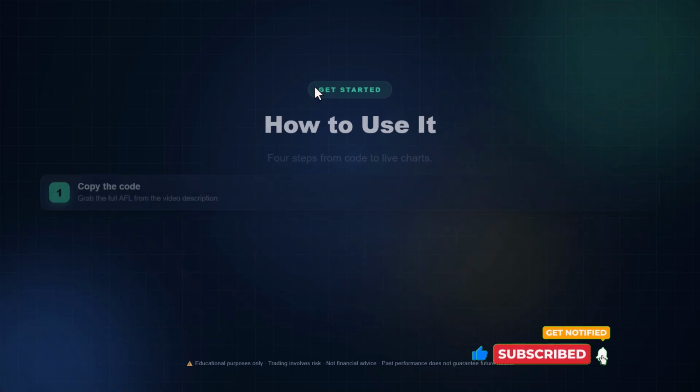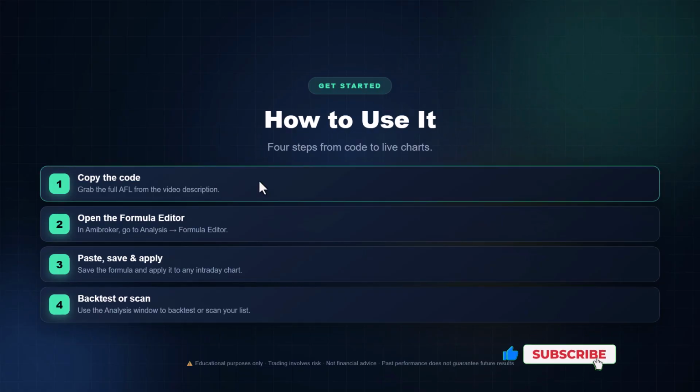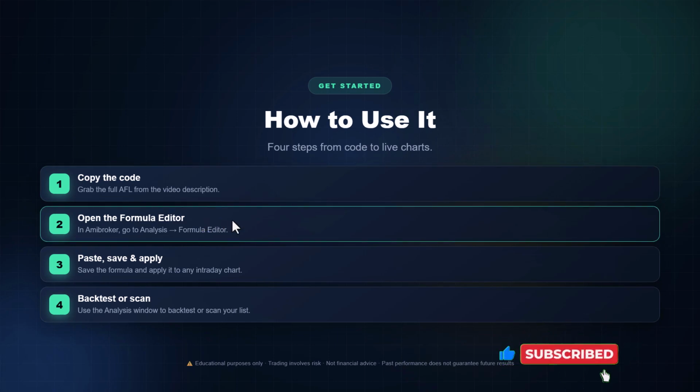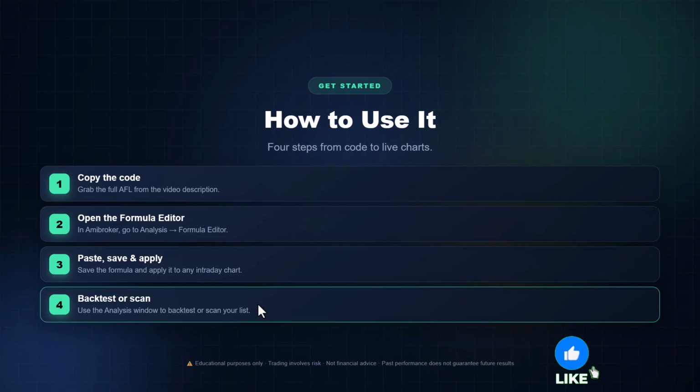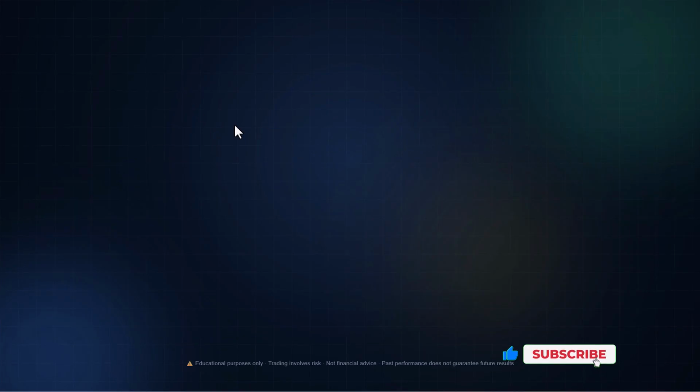Getting started takes 4 steps. Copy the AFL code from the description. Open the formula editor in Amibroker and paste it in. Save and apply it to any intraday chart. Then open the analysis window to backtest or scan across your list.